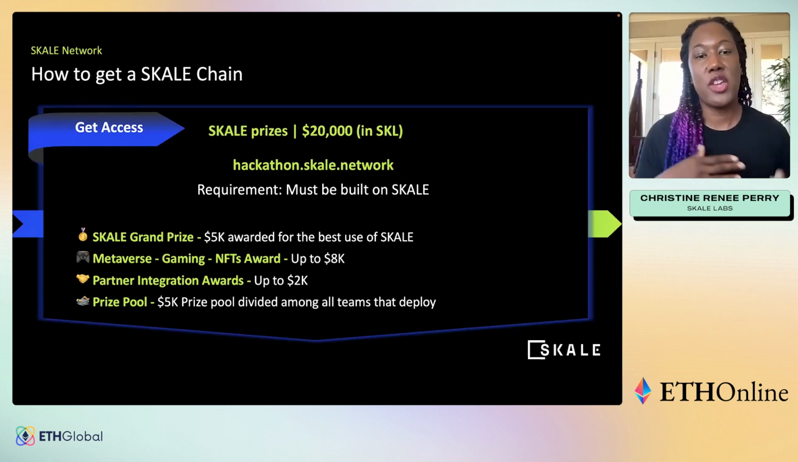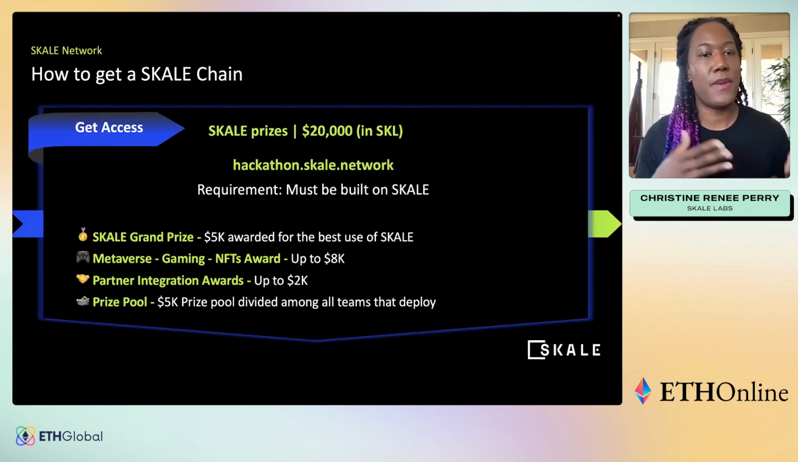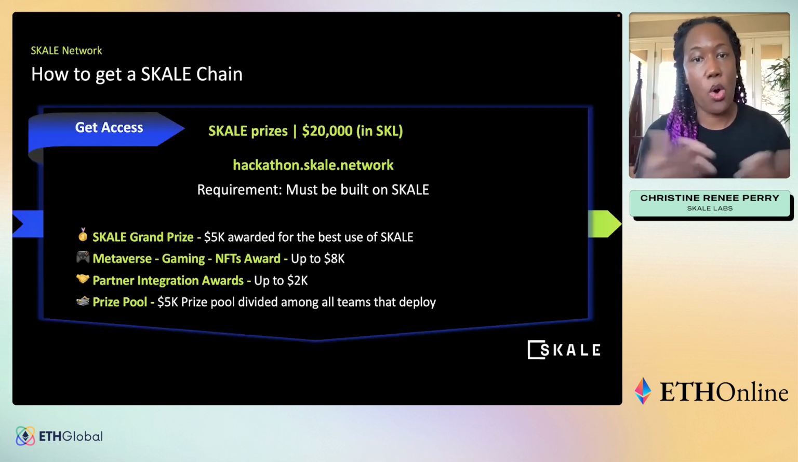There's a partner integration award. There's a lot of partners that are at ETHOnline as well, and up to $2,000 split among various teams, depending on what partners they integrate. That's another award that can be won. And then lastly, there is a generic pool prize, meaning that for any attempt at developing on the SKALE network, meaning that we can actually see that you deployed to the SKALE network, we see transactions going through, you would then be able to divide that pool prize among all of the teams that deployed.